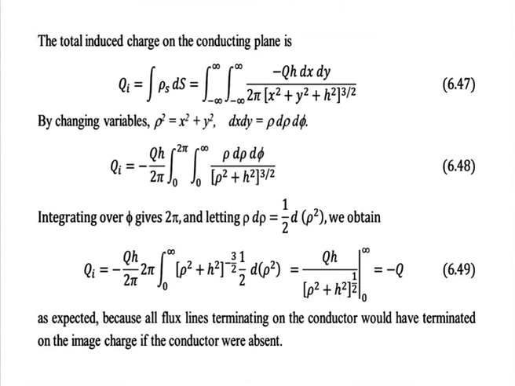Integrating over phi gives 2 pi, and letting rho d rho equal to half d of rho square, we obtain expression 6.49, that is we get an expression for Qi which comes out to be minus q. And this was expected because all the flux lines terminating on the conductor would have terminated on the image charge if the conductor were absent.